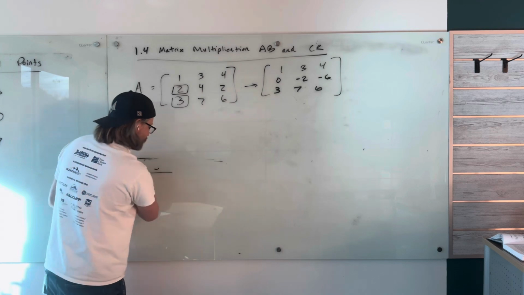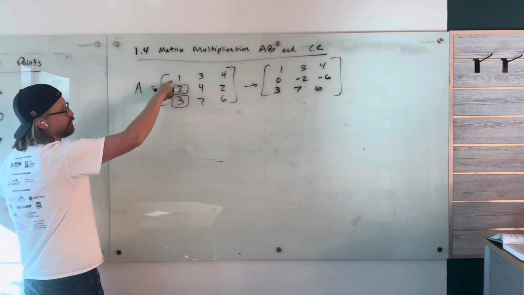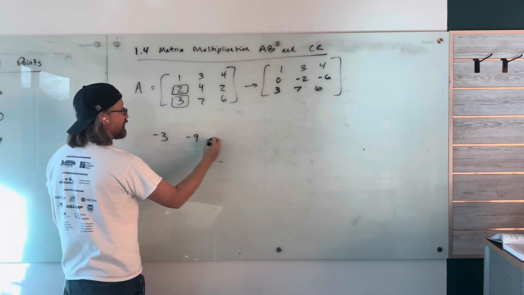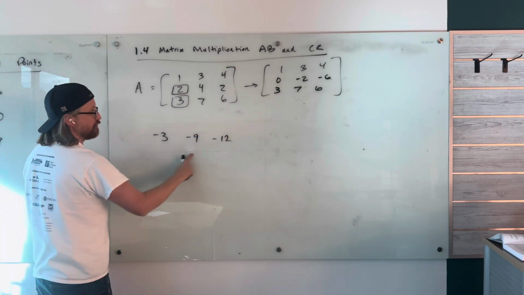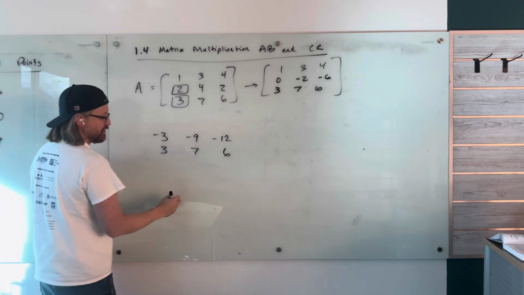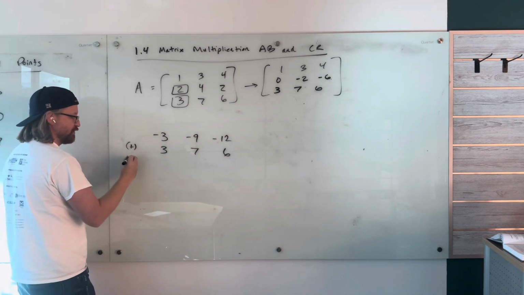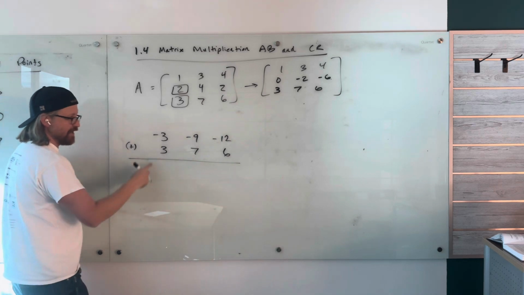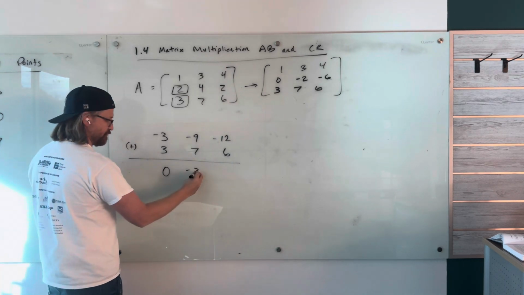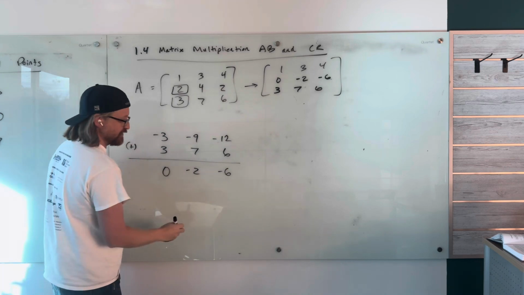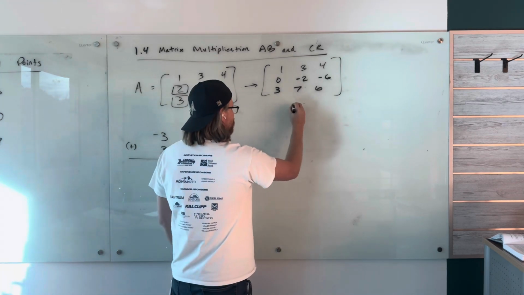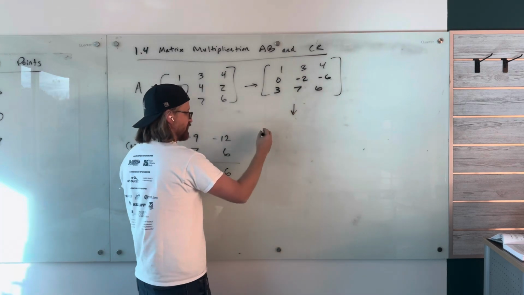I'm going to approach the same mindset. If I multiply the top row by -3, I get -3, -9, -12. Row 3 was 3, 7, and 6. So because of my multiplication, if I replace row 3 by adding, I get 0, -2, -6, and this is my new row 3. So what I end up getting, because of space, I'm just going to drop this down.